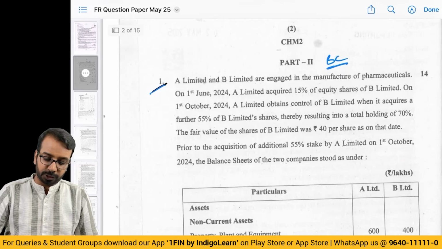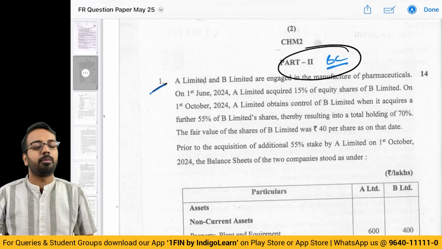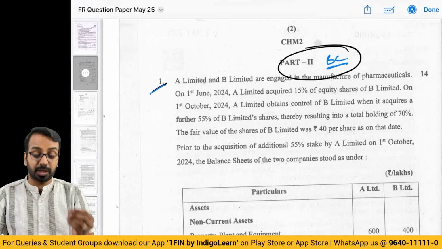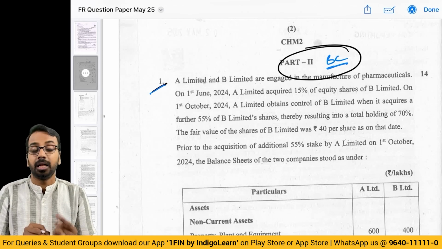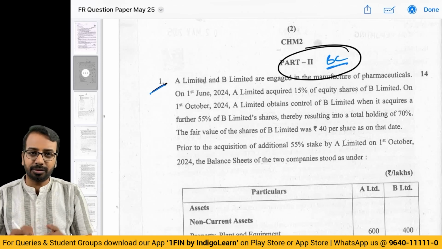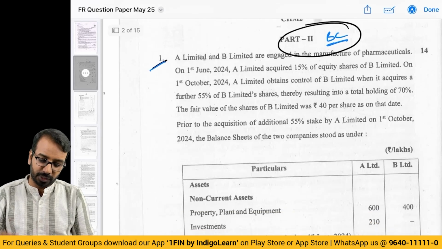Now coming to the first question. This question was on business combination, a pretty familiar question, Professional and Dynamic Limited, but there are some adjustments which were slightly tricky because of the deferred tax implication. That is where we have to be extra careful. So let's start reading this.